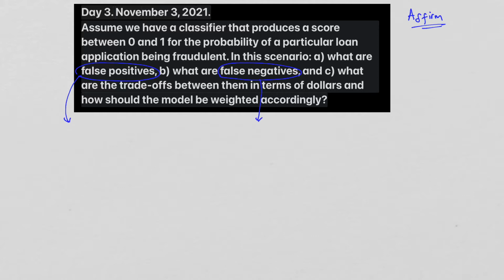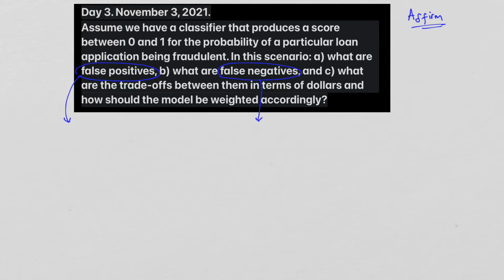So the question is, assume we have a classifier that produces a score between 0 and 1 for the probability of a particular loan application being a fraud or not. In this case, what are the false positive and what are false negative? And what are the trade-off between them in terms of dollars, and how should the model be weighted accordingly? So let's write this down.